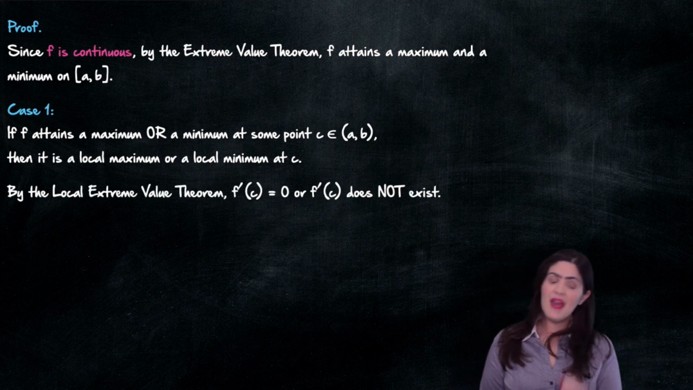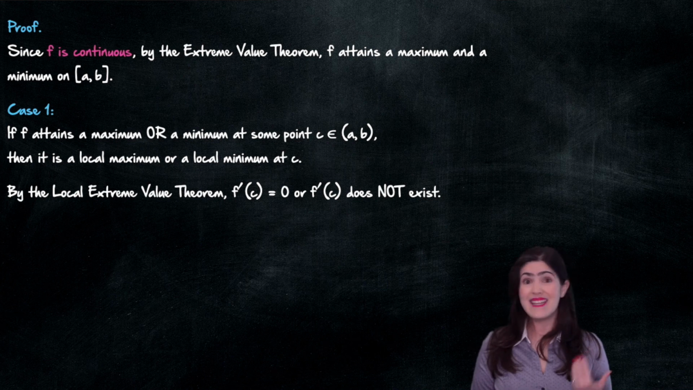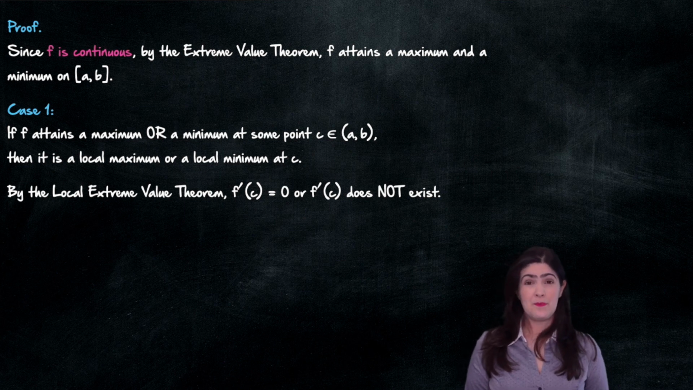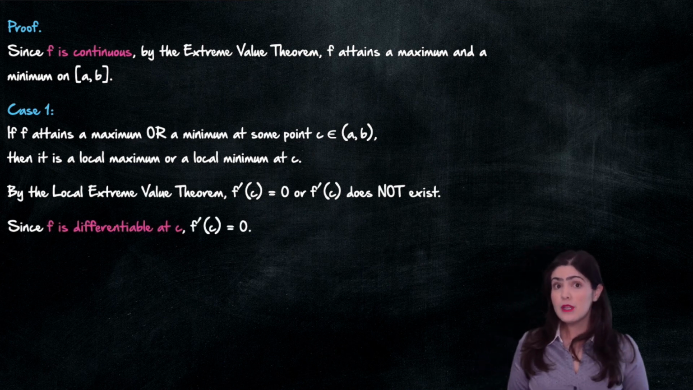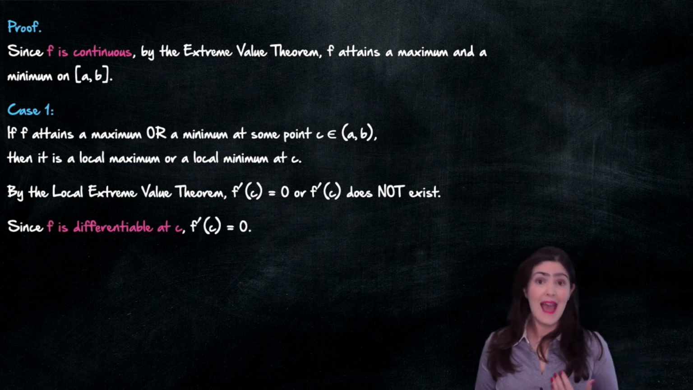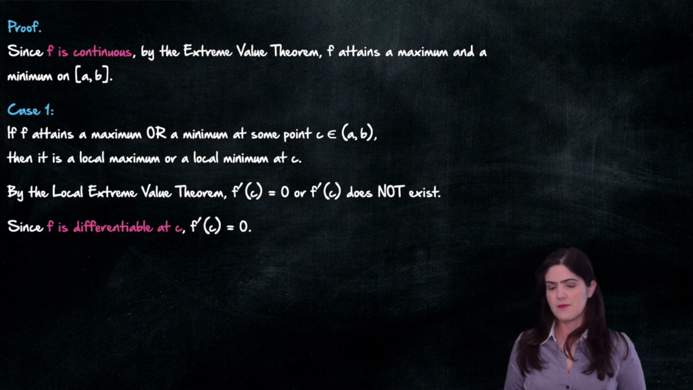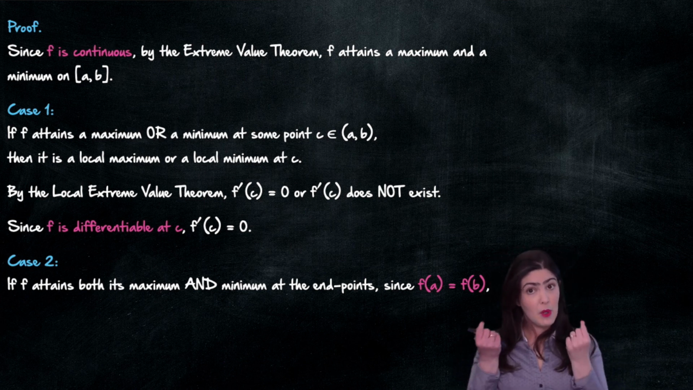Okay, but then the local extreme value theorem tells me that the derivative at c has to be equal to 0 or it doesn't exist. But you see, c is inside the open interval (a, b), which means that my function is differentiable at c. So that will tell me that f'(c) has to be 0 because we know it exists. And then we have another case. What if both the maximum and the minimum happen at the endpoints?